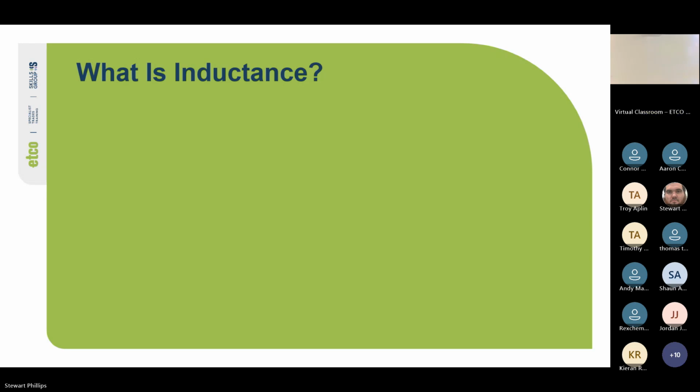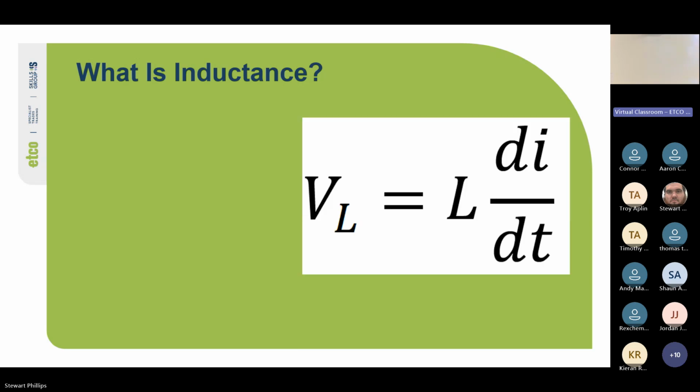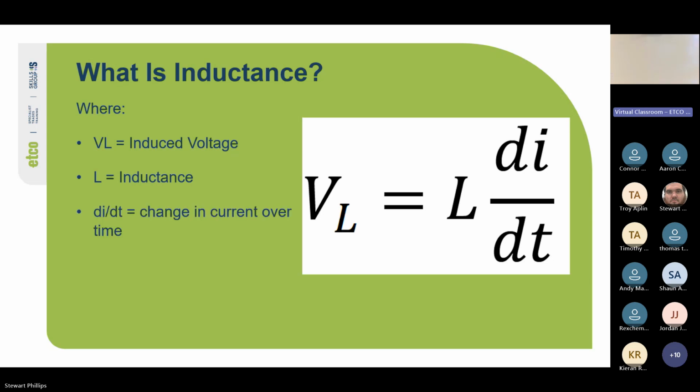Cool. So it's represented as V_L equals L times dI over dt. So the induced voltage is equal to the inductance, which is measured in henries, times dI over dt, which is the change in current over time. So the change in current divided by time.